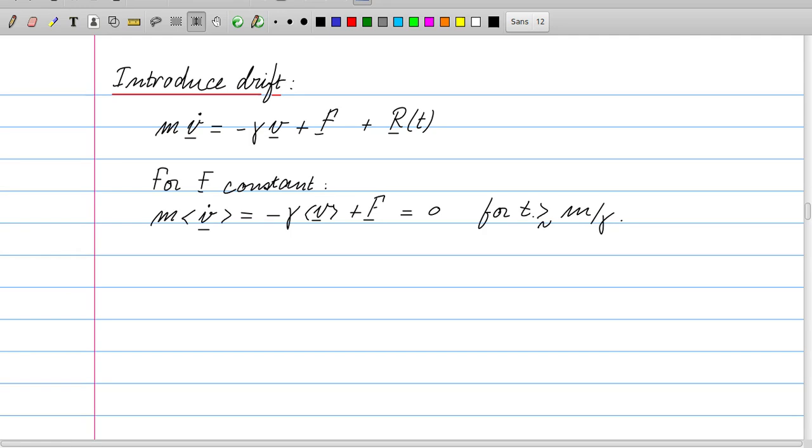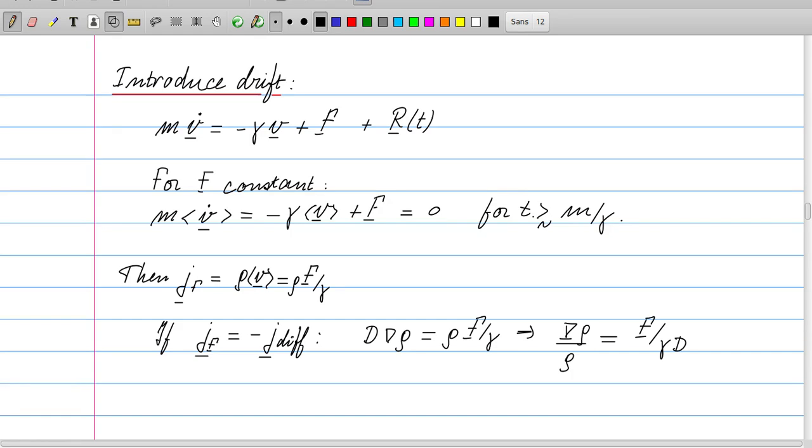If we assume F to be constant, we can consider the situation in which the velocity is stationary. In that case, the time derivative of the average velocity should be 0, and from the right hand side we see that minus gamma v plus F should be 0. If the force is absent, the average velocity is 0, but if the force is there and it's constant, then we will find a constant velocity and therefore a constant flux which is induced by this drift force. So that's the drift flux, Jf.